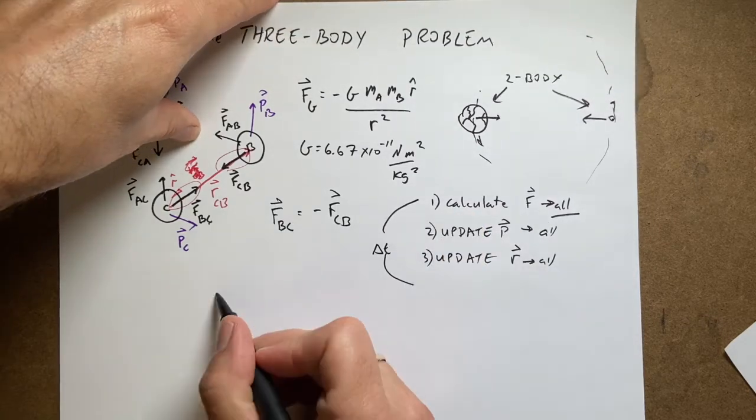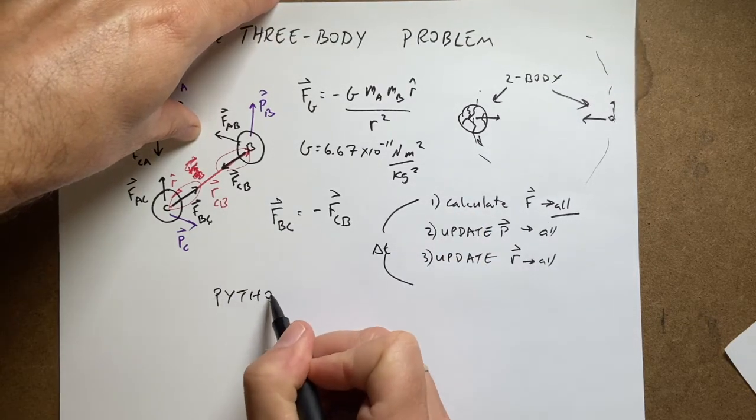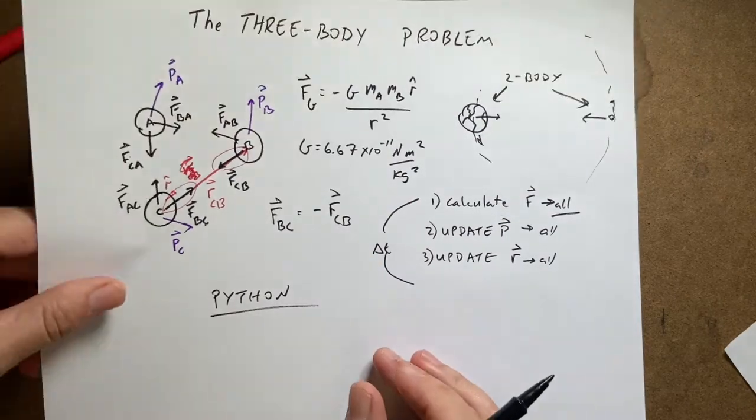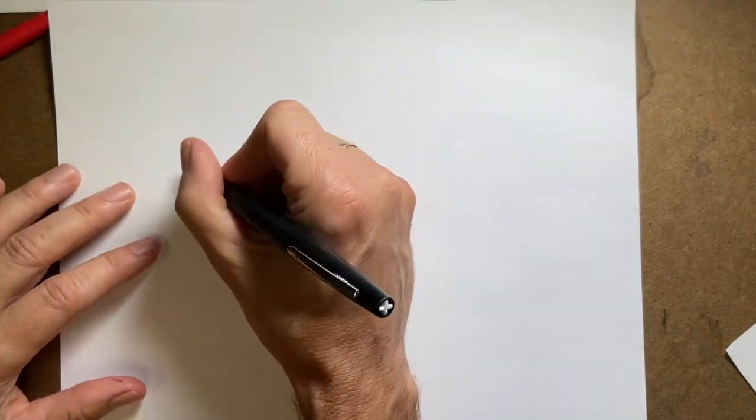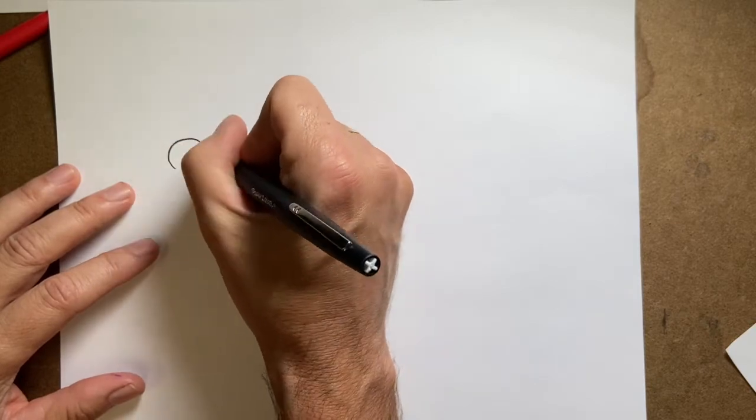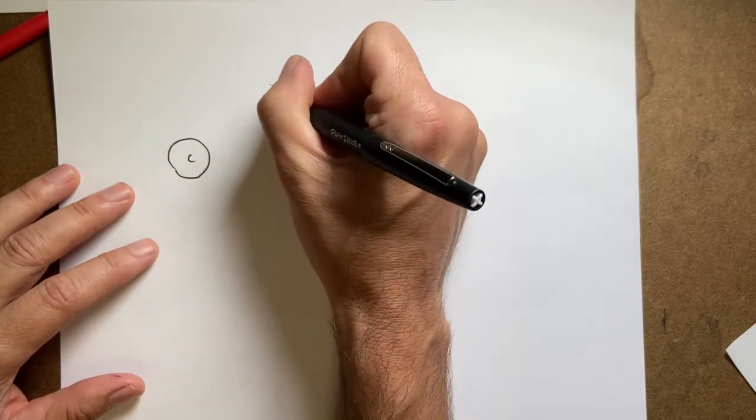We're going to do this in Python, but I want to write out the steps better. So here, let's just look at two objects, because if I can do two of these, I can do an infinite number.